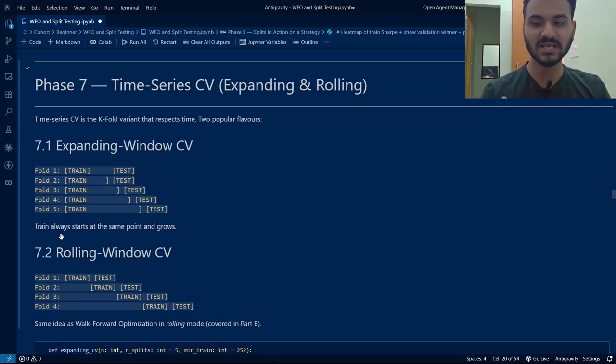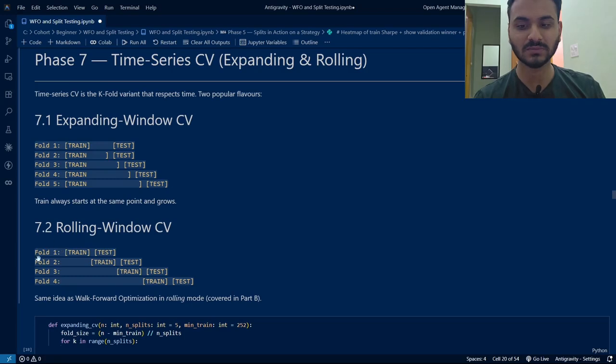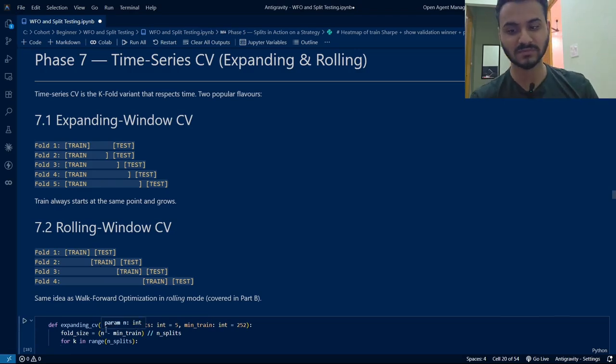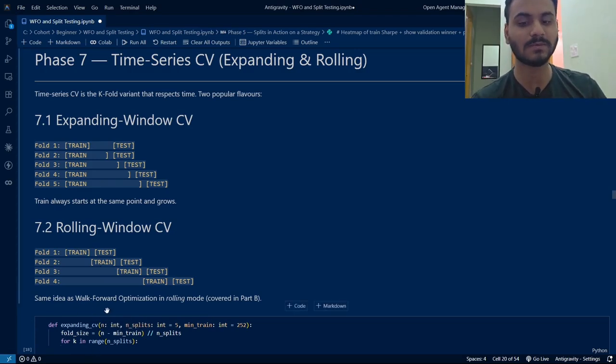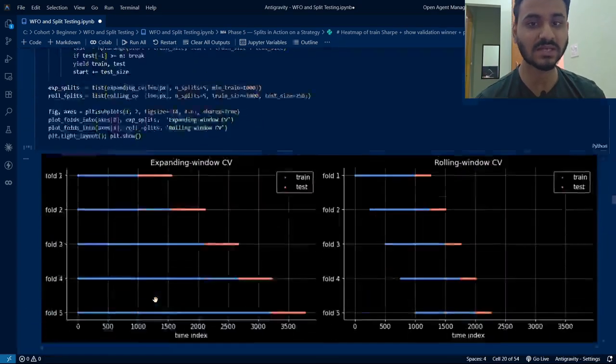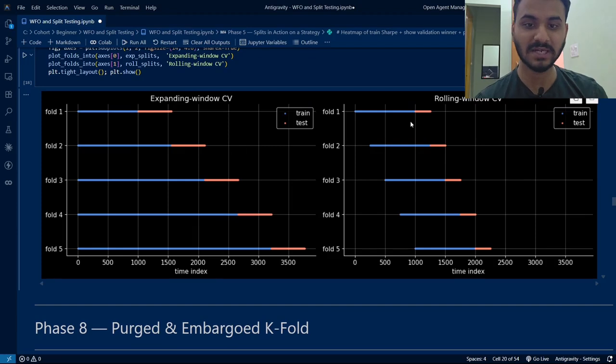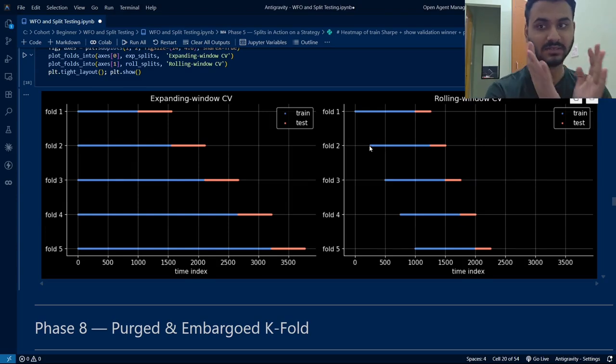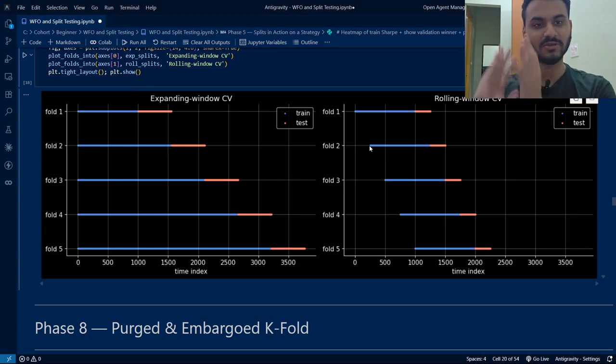Now, rolling is basically fold 1 with train and then test, then rolling both forward. Same idea as walk forward optimization but in rolling mode. This will be covered in depth in part B as well. As you can see right here, in expanding windows the blue line is just expanding more, and in rolling windows we are just shifting the entire data set. Like if the backtest started from 2015, we're shifting it to 16 now, then 17, right?